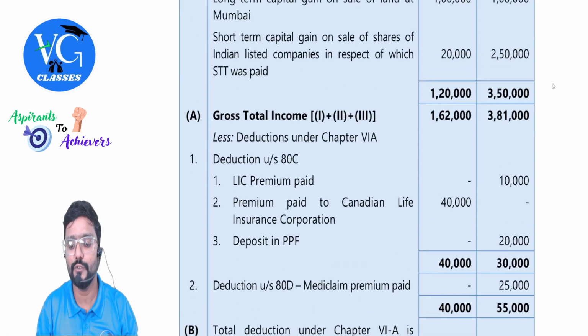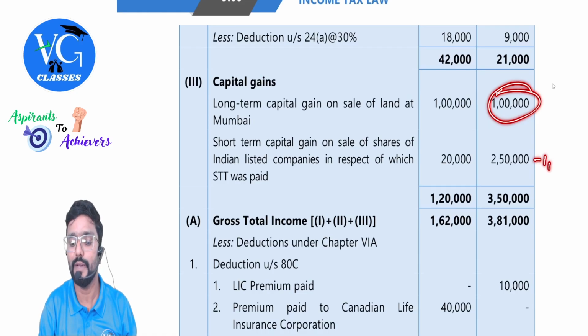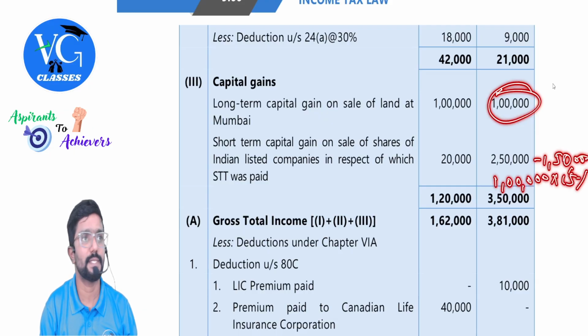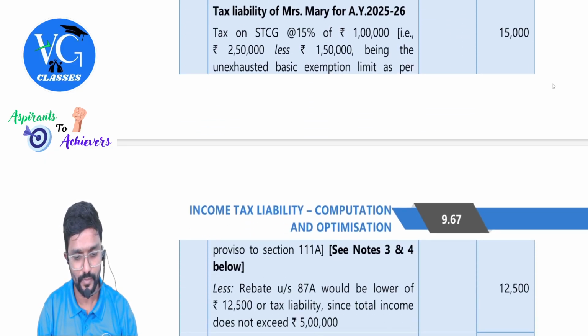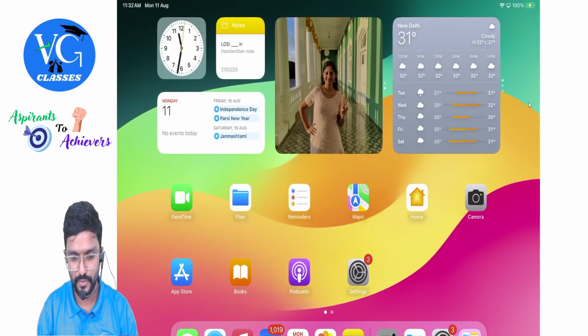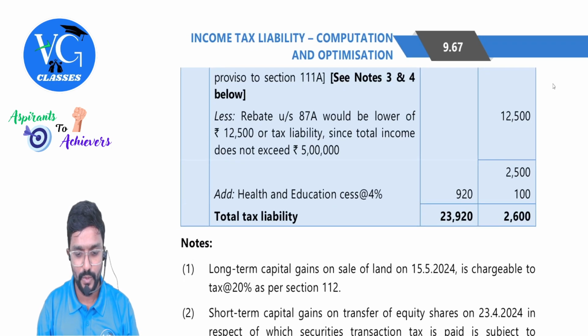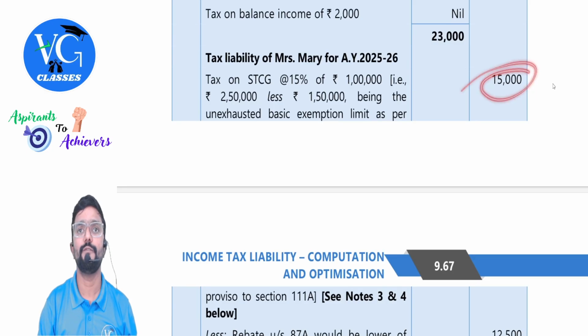What is the total shortfall, guys? 2,50,000. First, you will adjust 2,50,000 against what? 1 lakh against long term. Remaining is how much? 1,50,000. So 1,50,000 you will adjust here. Remaining is how much? 1 lakh. 1 lakh is taxable at what rate? 15%. Yes. So 1 lakh into 15%, tax comes to 15,000.